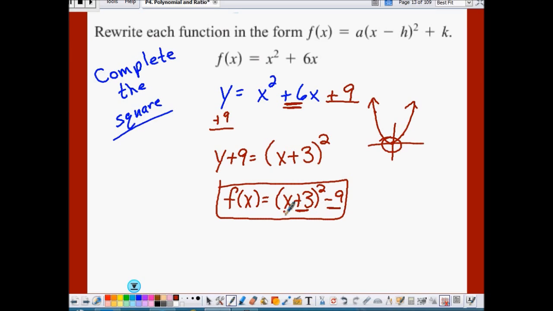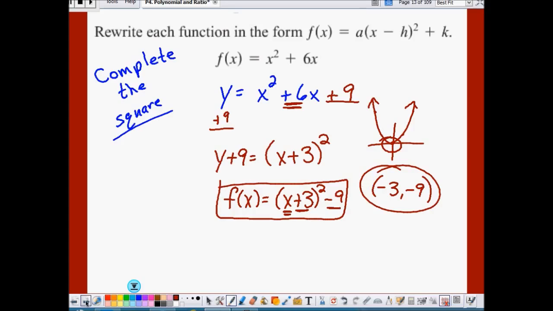Careful, up or not right, but it's backwards in here. Left 3 and good. So your parabola's been moved left 3 and down 9. Do you see why they call it vertex form? There's your vertex, negative 3, negative 9. If you move that vertex left 3 down 9, your new vertex is negative 3, negative 9.